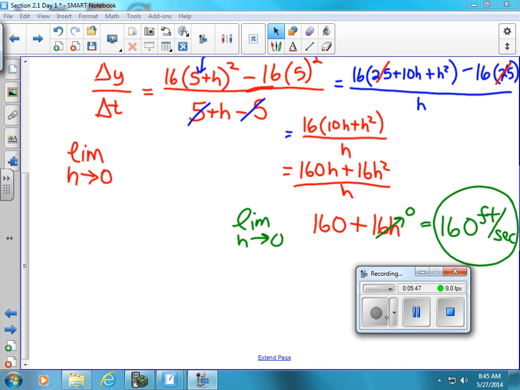So that's a little introduction of average speed versus instantaneous speed. It's one of the key concepts of calculus, because instantaneous speed, we will learn later, is the derivative, and that is the slope of a tangent line at a point. So that is speed.